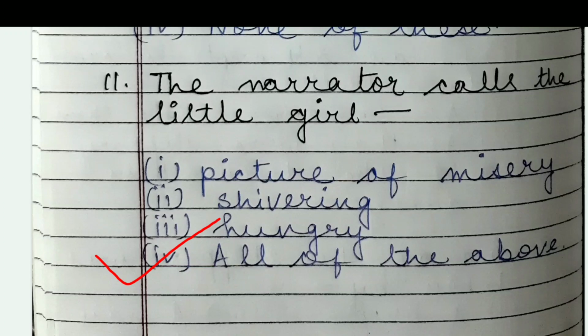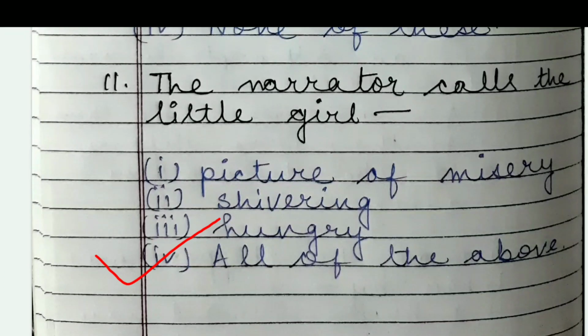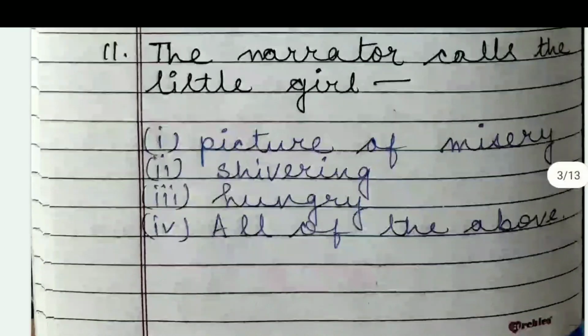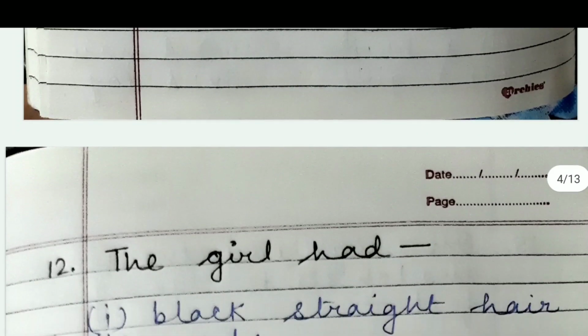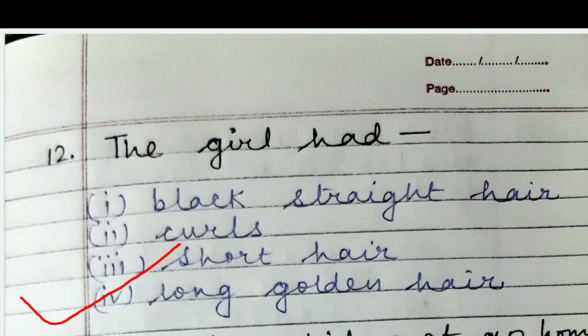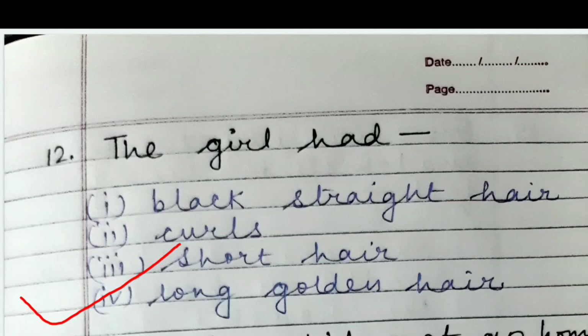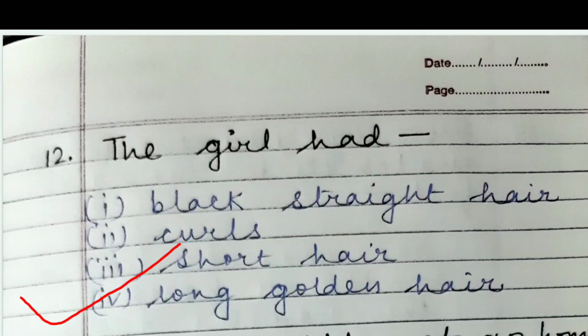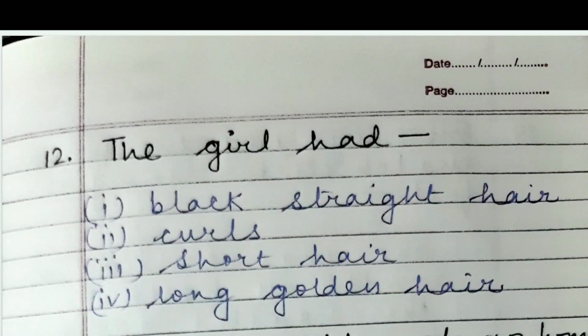Next question, question number 12. The girl had, and your options are option 1, black straight hair, option 2, curls, option 3, short hair, option 4, long golden hair. And the right answer is option 4, long golden hair. And it is this image of the girl that gives a fairy tale touch to the story, because she resembles a fairy of any fairy tale who has long golden hair.